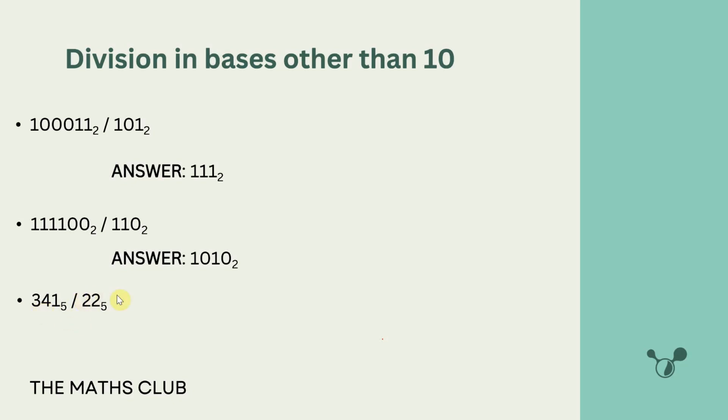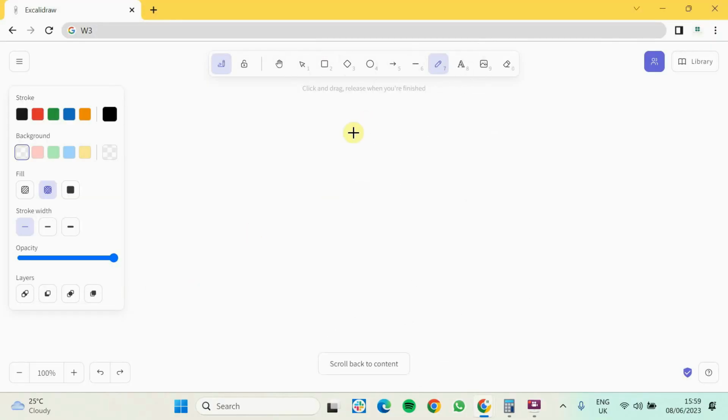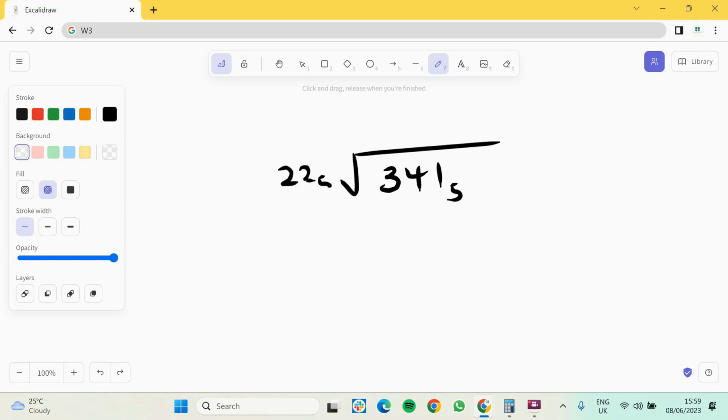So 341 divided by 22. Let's look at this. In base 5, right, and 22 in base 5, right? Same thing too. Even though it's the same, just look for a number that is greater than or equal to this value. So 34, right, is greater than or equal to the value. So 34 in 22 will be 1. 1 times 22 would be 22, regardless of the base. So let's subtract. 4 minus 2 is 2. 3 minus 2 is 1, right?